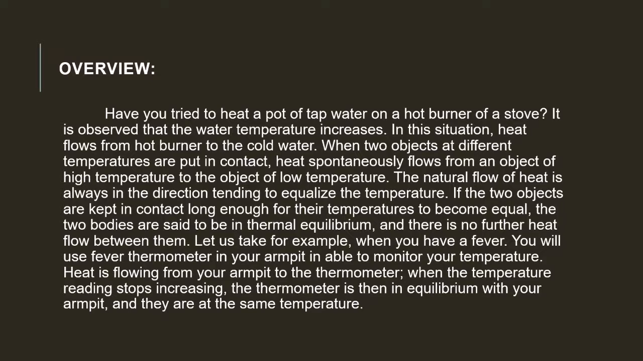When two objects at different temperatures are put in contact, heat spontaneously flows from the object of high temperature to the object of low temperature. The natural flow of heat is always in a direction tending to equalize the temperature. If the two objects are kept in contact long enough for their temperatures to become equal, the two bodies are said to be in thermal equilibrium, and there is no further heat flow between them.